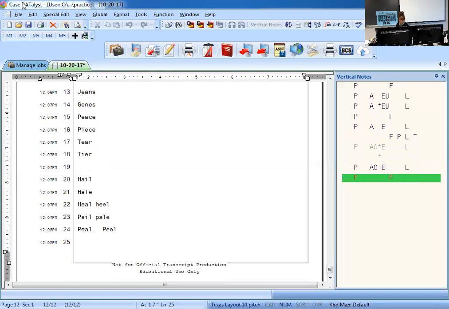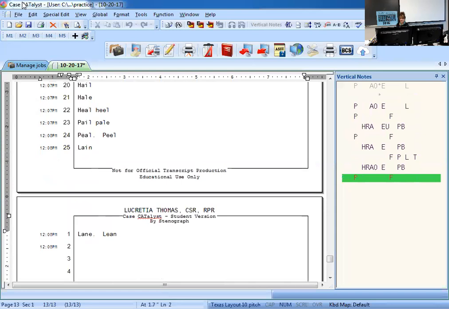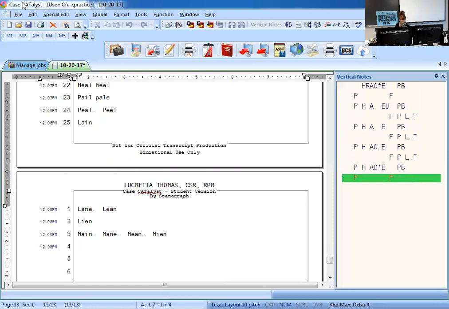You have lane, L long A-N, lane number, L-A-E-N, lean, L long E-N, lean, he had a lien on his house, put the asterisk in there. Going down Main, Main Street, mane as in hair. Mean, he is mean to us, M long E-N. Mean, M-I-E-N, you put the asterisk in.